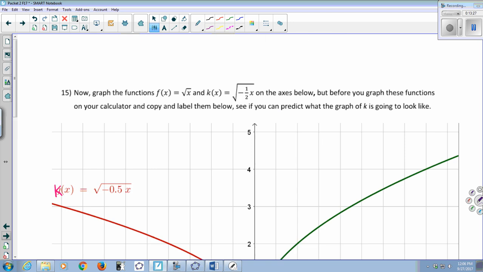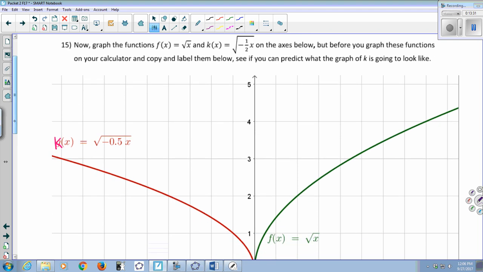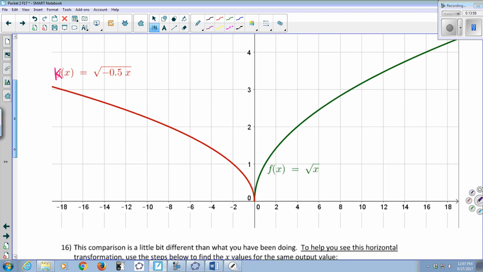All right, one more. Graph of two functions, square root x and the square root of negative 1/2 x. So everything that's being changed in the formula is under the square root. So both of these transformations are horizontal. The 1/2 means I'm actually going to stretch the graph horizontally, and the negative is going to be a reflection over the y-axis. So we can see that by doing a few points that have the same y value.